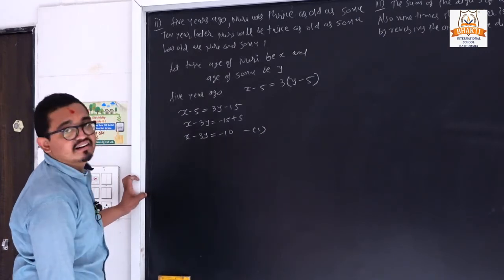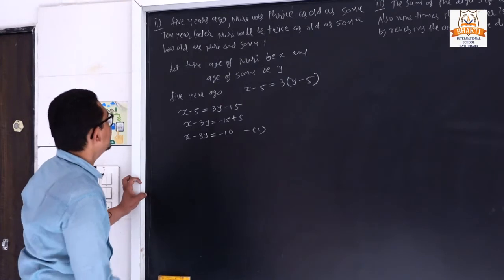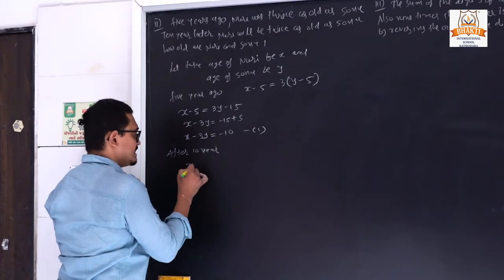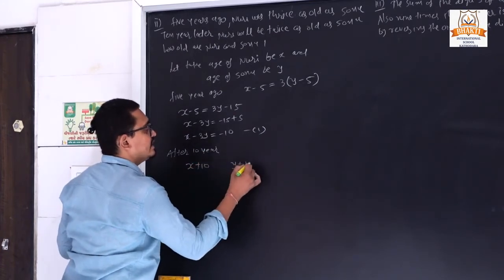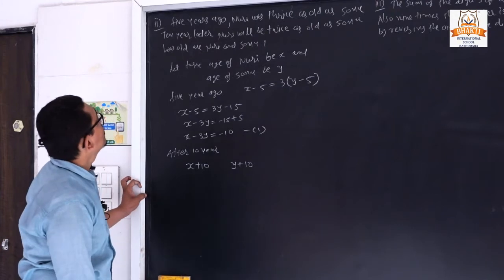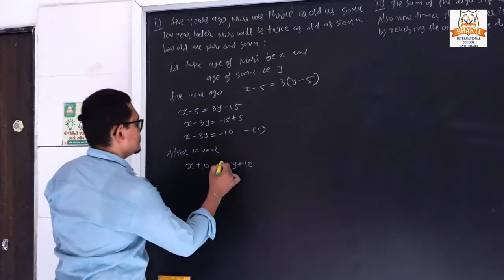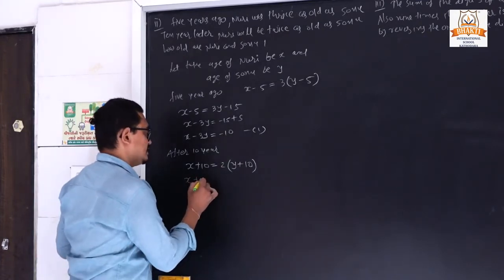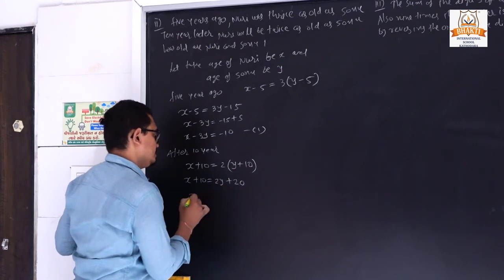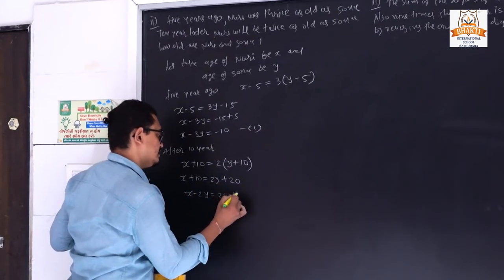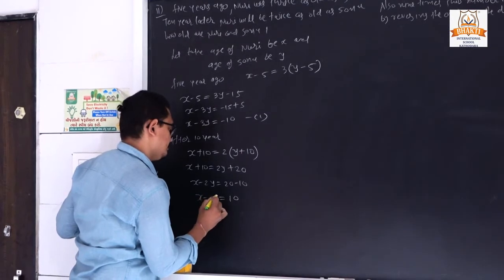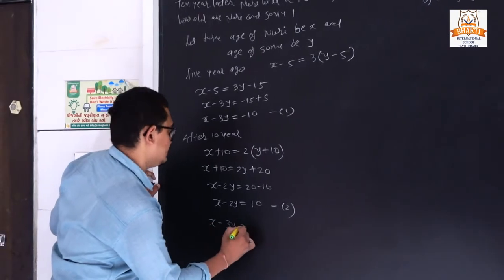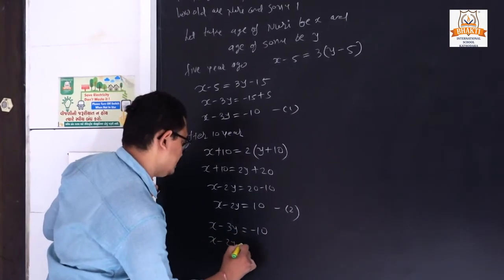Next, 10 years later means after 10 years, so after 10 years Noori's age is x plus 10 and Sonu's age is y plus 10. Noori will be twice Sonu's age, so x plus 10 is equal to 2y plus 20, so x minus 2y is equal to 20 minus 10, so it is 10, so we can declare it is result second. So x minus 3y is equal to minus 10 and x minus 2y is equal to 10.